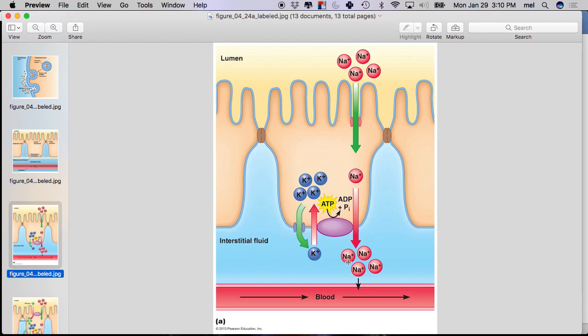Does that make sense? And then once you get it into the interstitial fluid around the capillaries, it moves straight in because they're fenestrated. So you don't have to worry about that transport mechanism. Does that make sense to you guys?